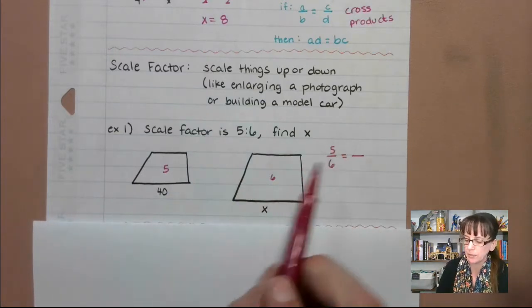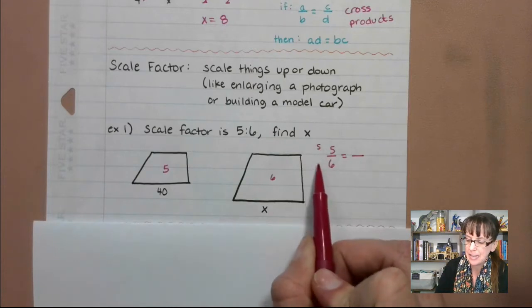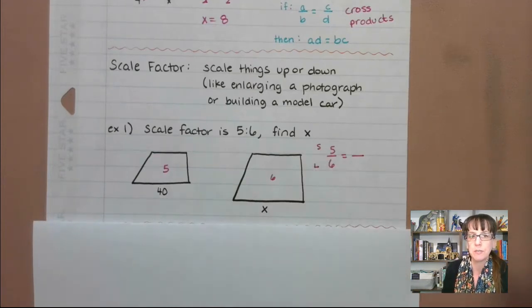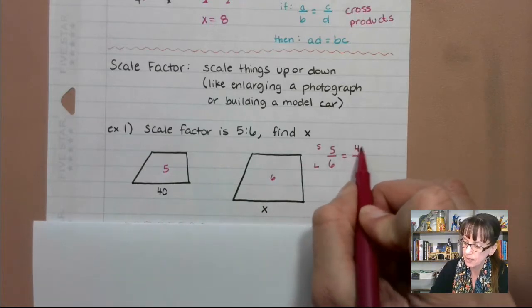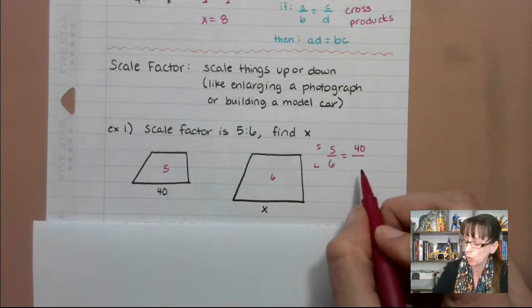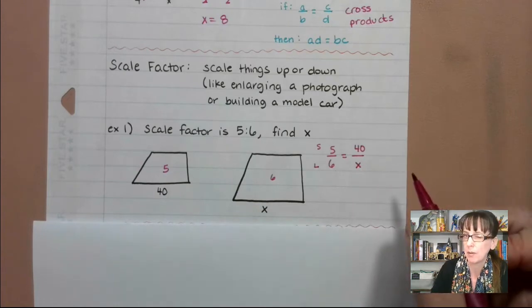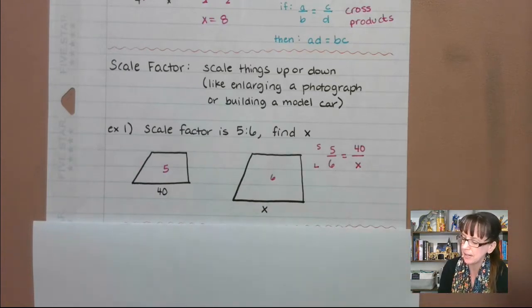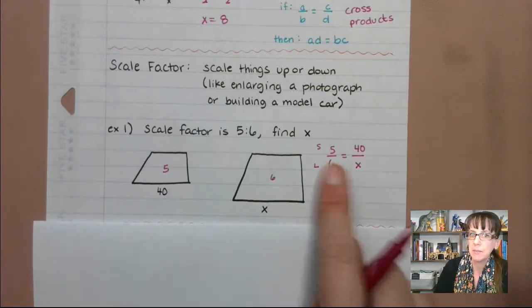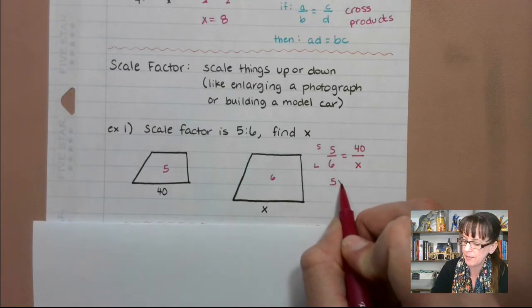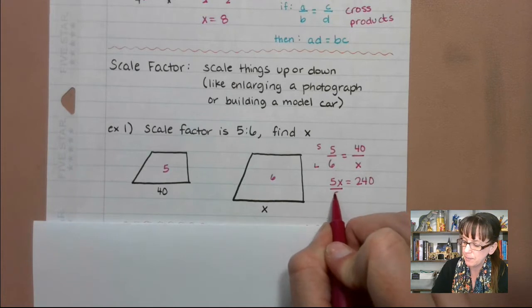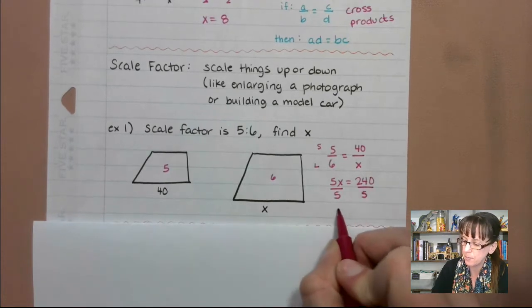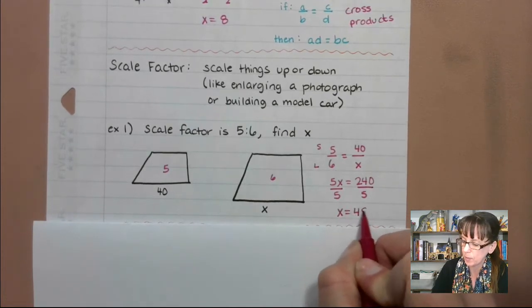So if we have the small upstairs and the large downstairs, then we want to keep those the same. So the small is 40 and the large, that same corresponding side, is x. Now we'll talk more about corresponding sides in a minute, but I just want you to be familiar with that. Again, we can use cross products to say 5x equals 240. Divide both sides by 5 and we end up with x equals 48.